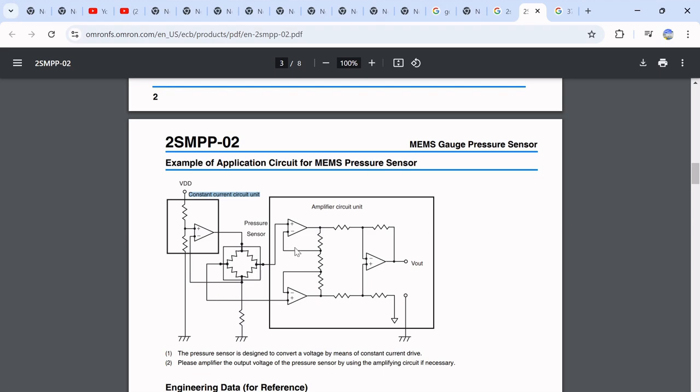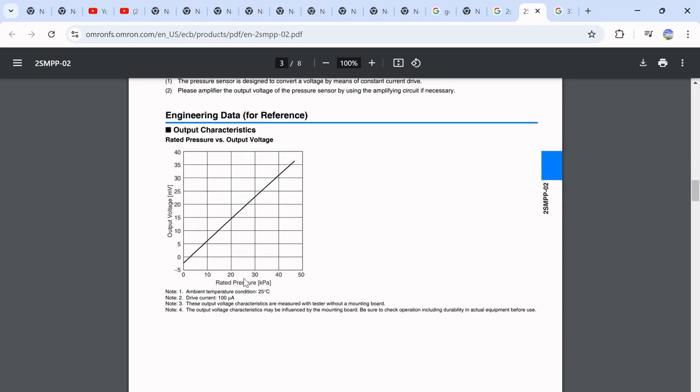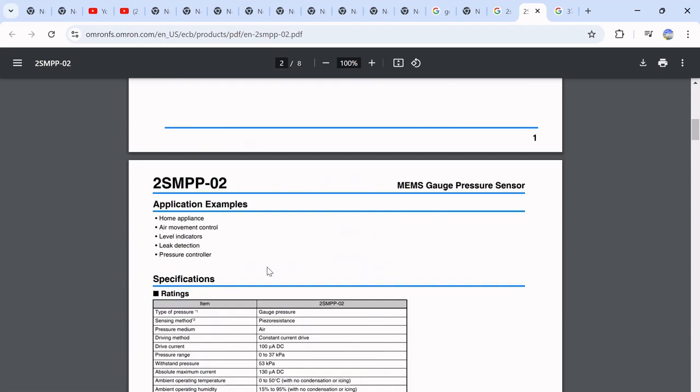And then this circuit over here is an instrumentation amplifier. The gain of this instrumentation amplifier is controlled using this resistor basically. This instrumentation amplifier is made using operational amplifiers as well. This is the output characteristics curve that we might use to calibrate the sensor or get the relational output voltage when a particular pressure is applied. So these are the things we needed to discuss about the sensor.